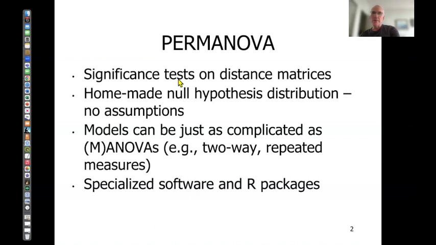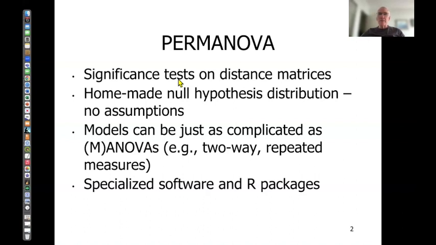So every point on that graph was a turtle shell, and the points that were close together had very similar values. The points that were far apart had very different values for those shell measurements. And the starting point for either that type of ordination or the classification that we did, remember with the tree and everything, is the distance matrix.